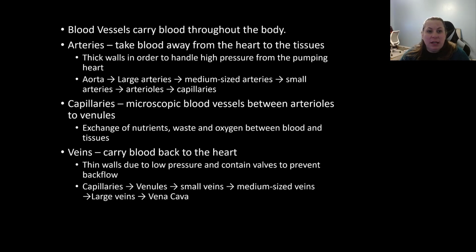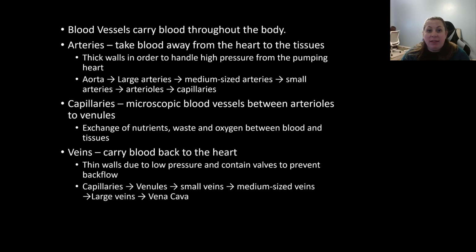Now, blood vessels are going to carry the blood throughout the body. And when we look at these, they are going to be different based on how they are moving. So arteries take blood away from the heart. Okay, normally arteries are going to appear red because they're oxygenated, but pulmonary arteries are blue because they are deoxygenated and they're still moving away from the heart.